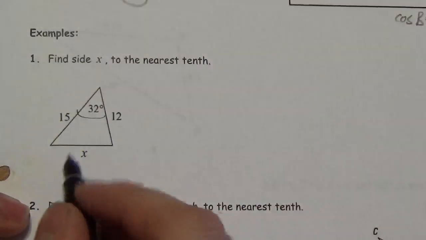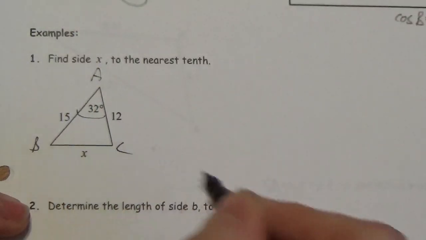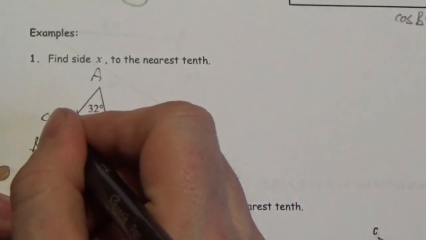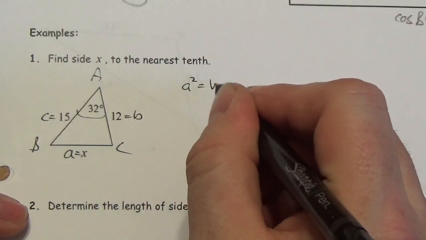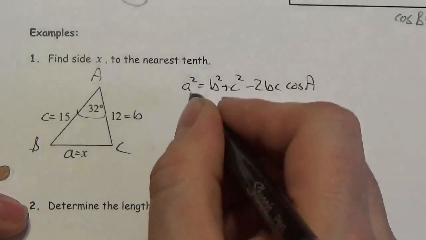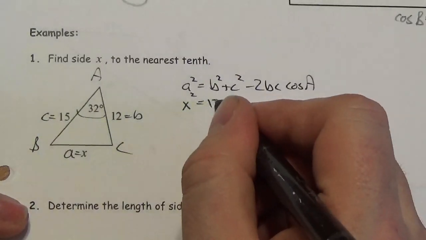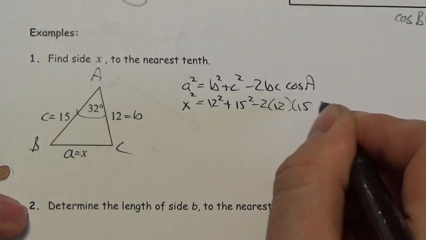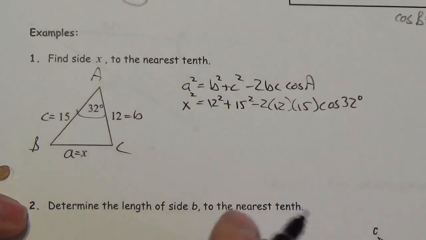So I know in this case, and I can label these if I want, I could make this A, B, C. Then what I'm looking for is little a. And I know that this is going to be C, and then this is going to equal B here. So I can say here that a squared is going to equal b squared plus c squared minus 2bc cosine of A. So in this case, x squared is going to equal 12 squared plus 15 squared minus 2 times 12 times 15, multiplied by the cosine of the angle A, 32 degrees.